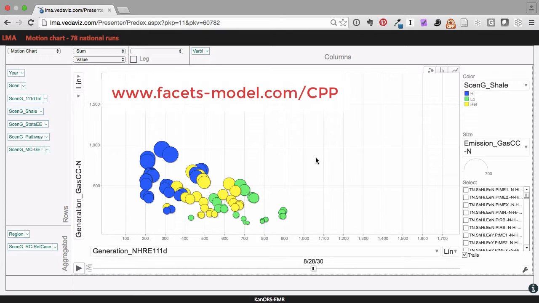So that's a quick tour of some of the things you can do with the motion charts and some of the results from our study. We'd encourage you to explore the results for yourself.